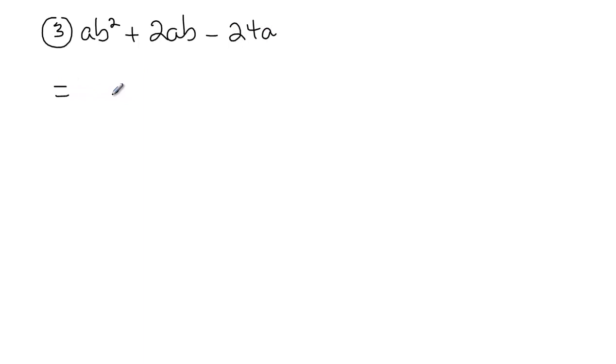Let's try this one. ab squared plus 2ab minus 24a. As we did in the first two, we start by looking for a greatest common factor. There is no number that's common to all three terms. However, there is an a in all three that we can pull out as a common factor. That leaves our easy trinomial of b squared plus 2b minus 24.